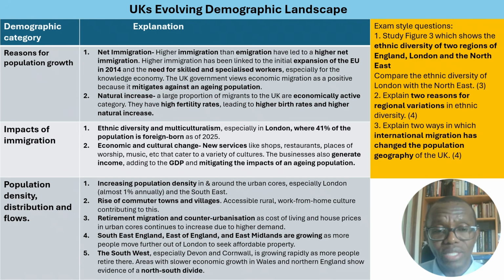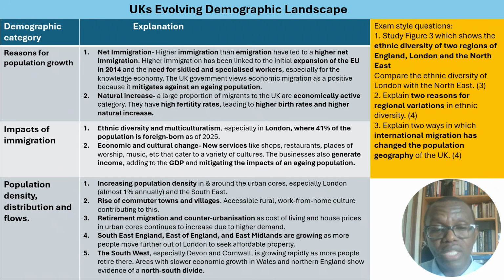Then the Southwest, especially Devon and Cornwall, is growing rapidly as more people retire there. So we know that the southwestern part of the UK is quite scenic and quite beautiful, and therefore people would like to retire to a nice environment, and therefore a lot of the retirement migration is likely to find its way there. And the other thing that we also need to mention here is that the property prices in those areas tend to be a lot lower, obviously, than London.